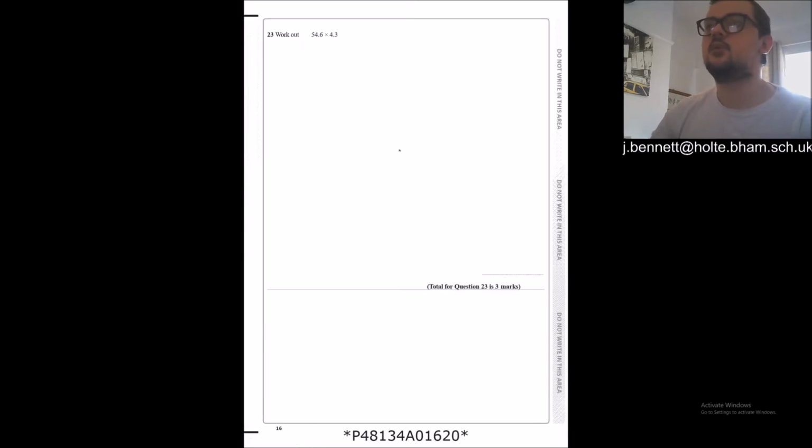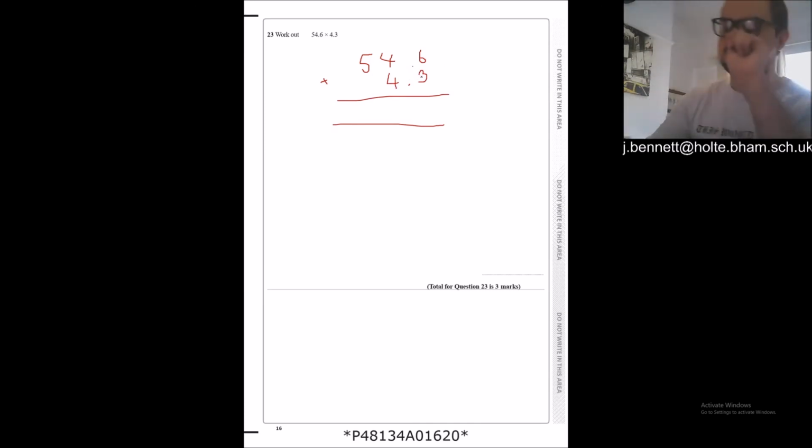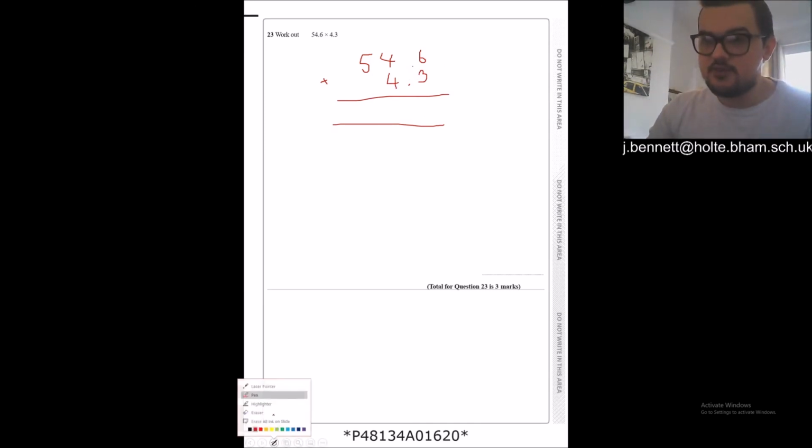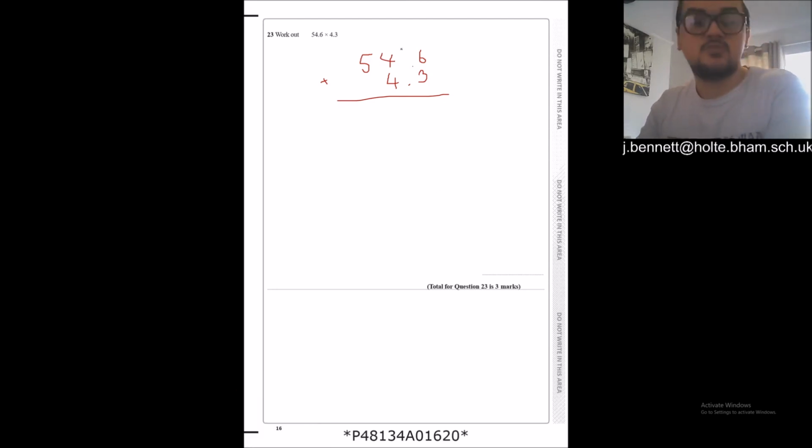Work out 54.6 times 4.3. Right, okay, so 54.6 multiplied by 4.3. Multiply. Okay, so let's start off with the 0.6. In fact, I'm going to get rid of this bottom line. So 0.6 times 0.3. 6 times 3 is 18. But we're behind the lines, so this becomes 18. We're not multiplying up, we're multiplying down.